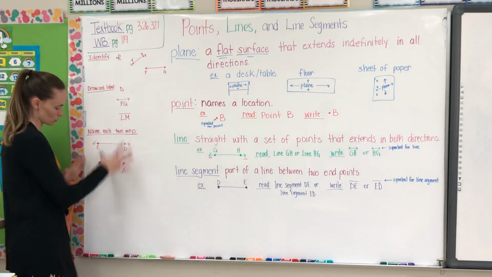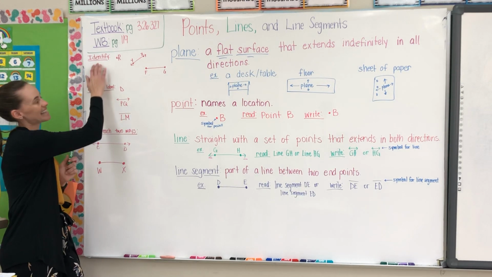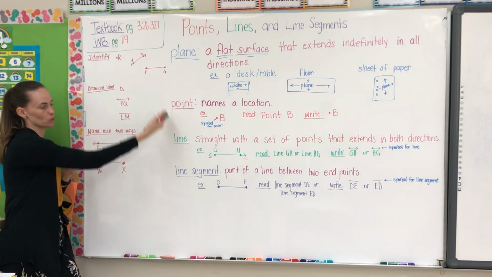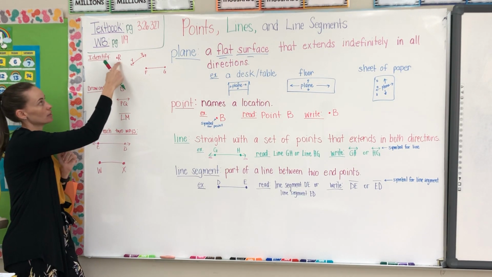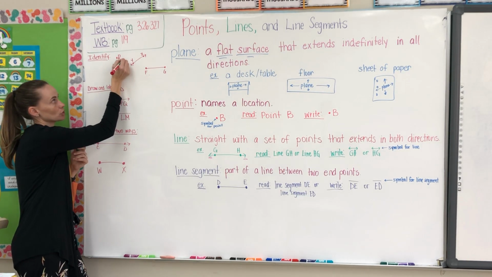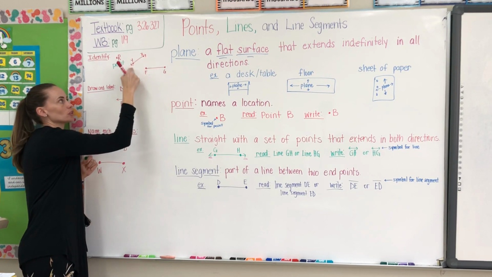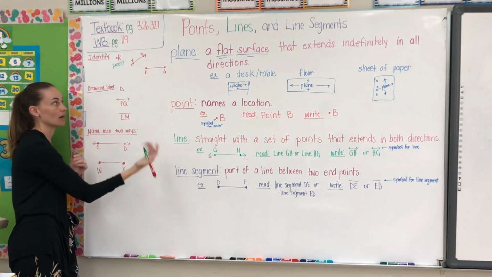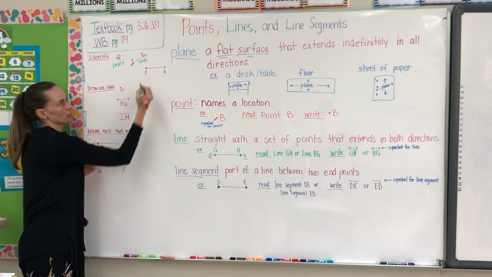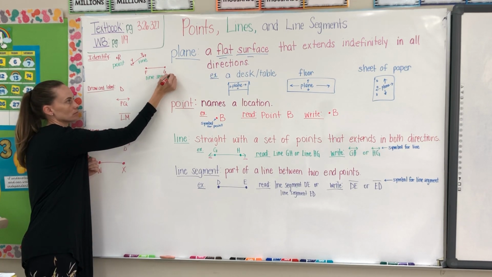Okay, so let's go through some of these examples that you will come across while you're doing your work. So if it says identify it, all it wants you to do is say which one of these it is. So this, the little dot and the R would be a point. So you just write point. If it has the line with the two arrows, that would be a line. And if it has the two endpoints, it would be a line segment. That's it. That's all you have to write.